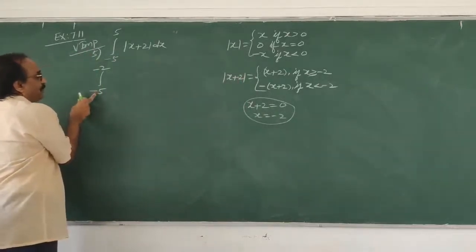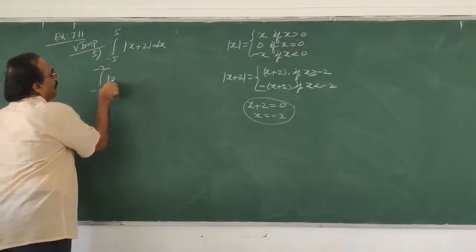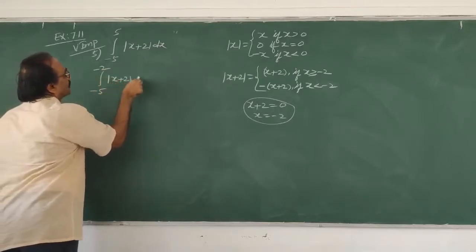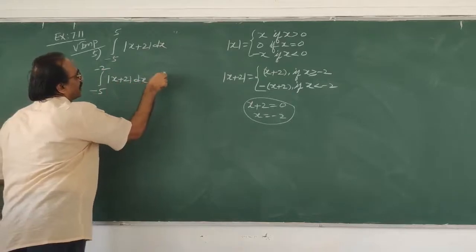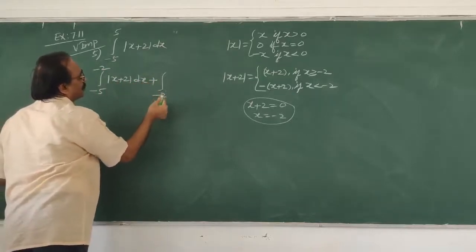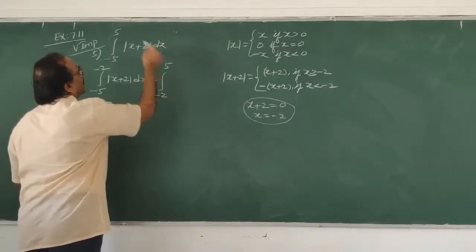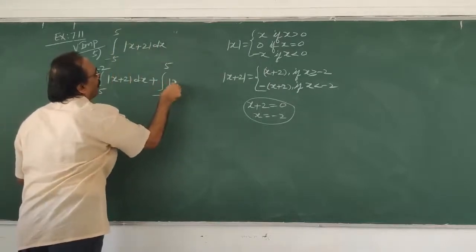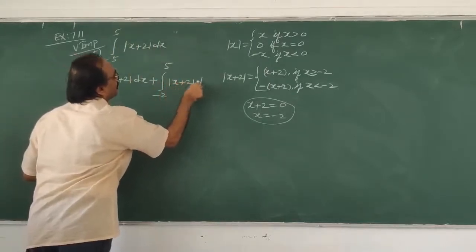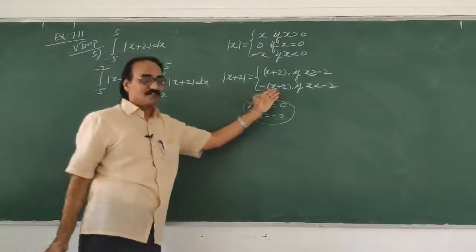That's why the first limit is minus 5 to minus 2, mod of x plus 2 dx. This is not going to change. Plus integral, next, above minus 2: minus 2 to maximum, where is your limit? 5. Mod of x plus 2 dx. Now I think you are used to it. Actually, using this only we can do it.